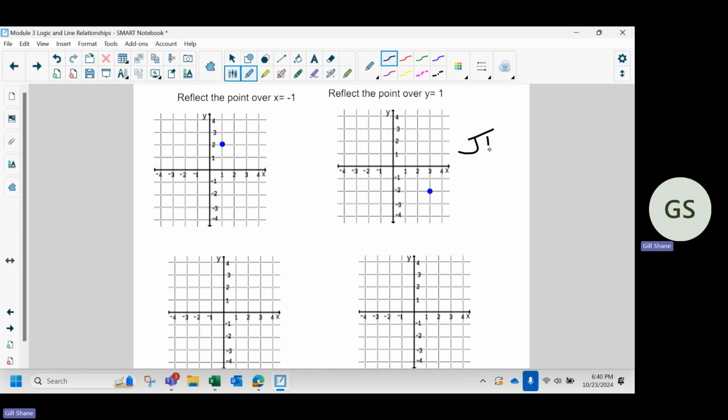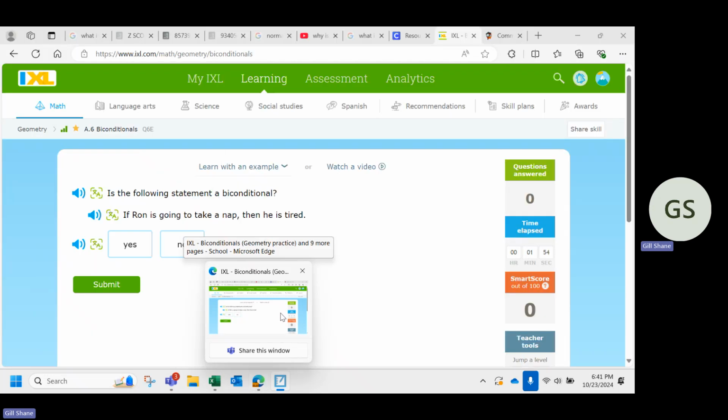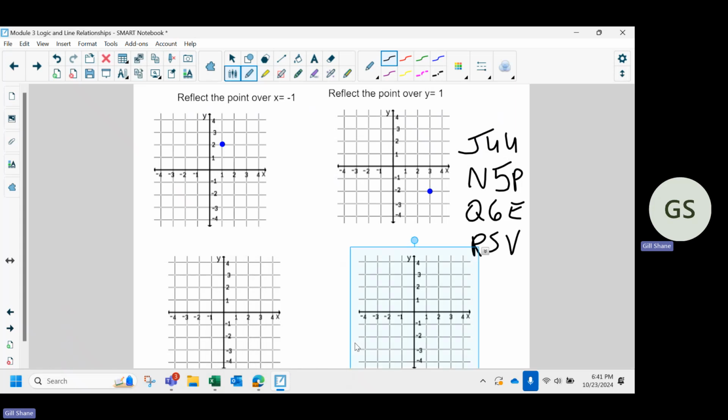So 5 codes: JUU, N5P, Q6E, RSV. Oh, and then I can't remember the other one. Hold on. I can find it real quick. Probably. Oh, maybe not. All right, I'll come back and try to find that. Hopefully that'll remind me. All right, so the first thing we did was this bell work.